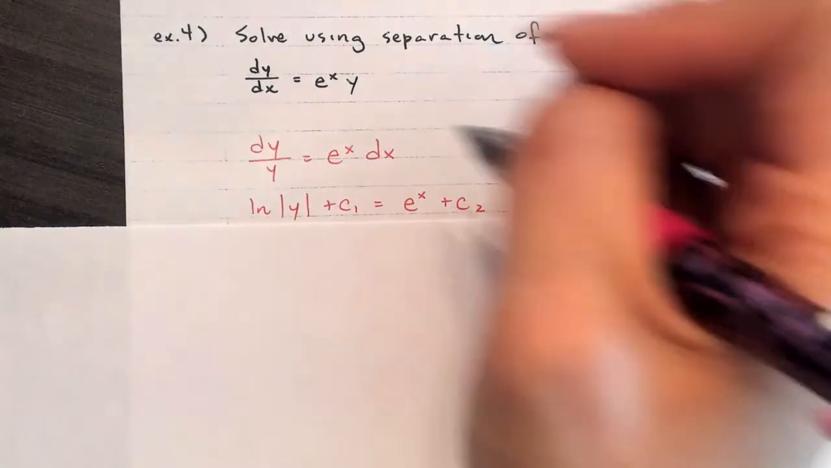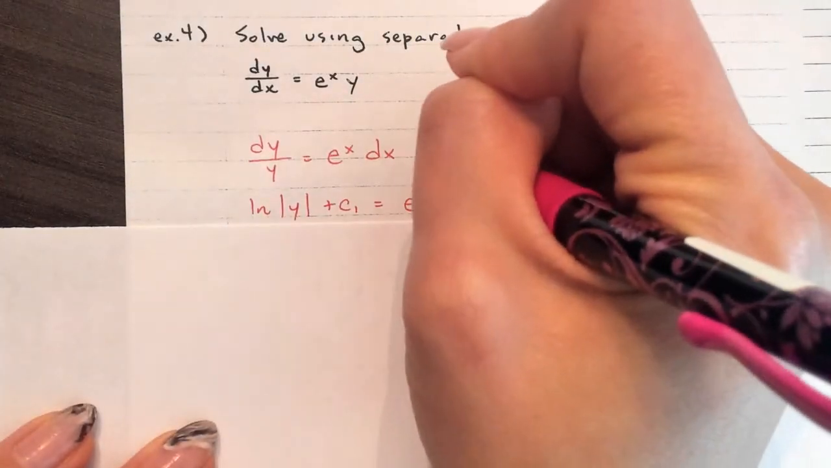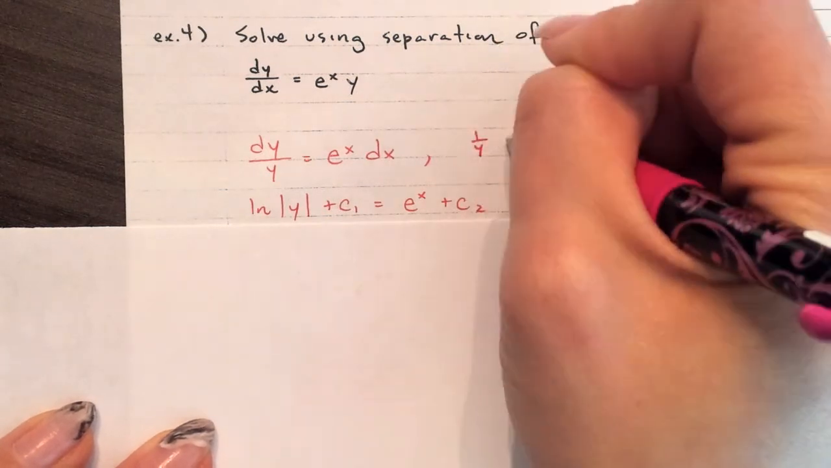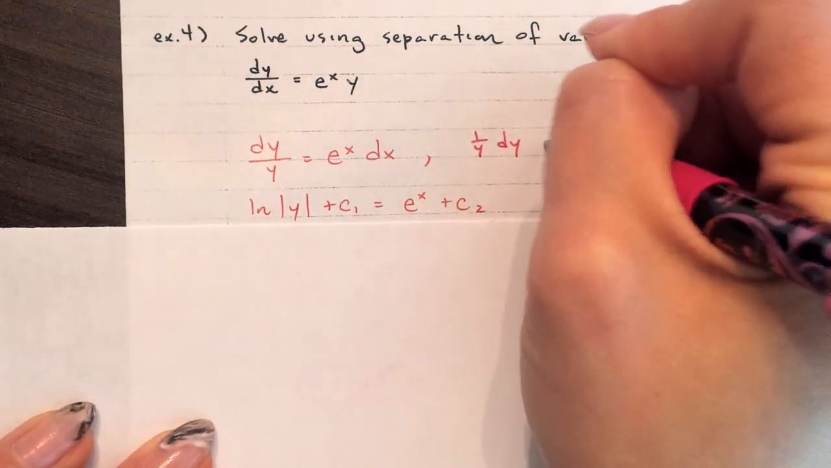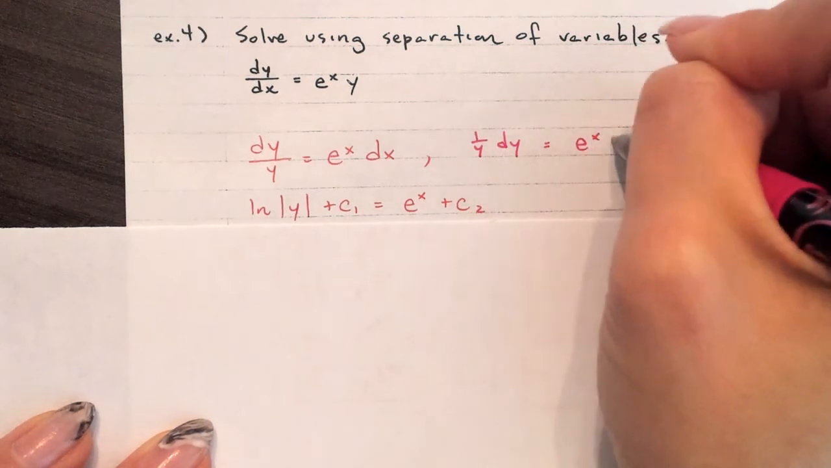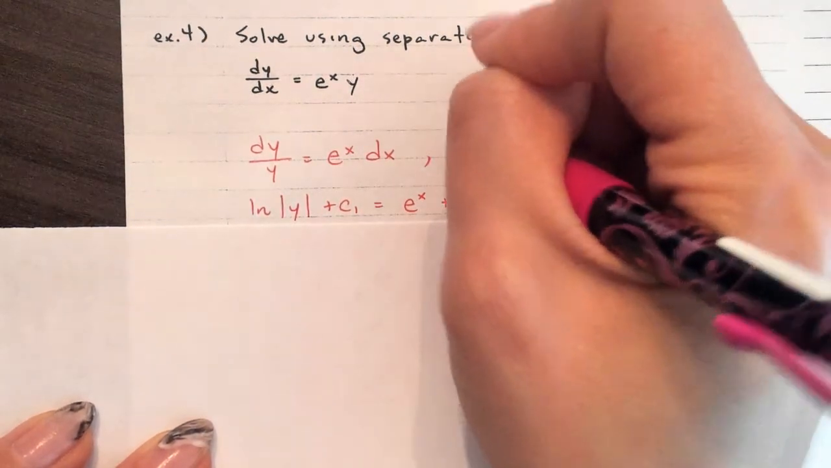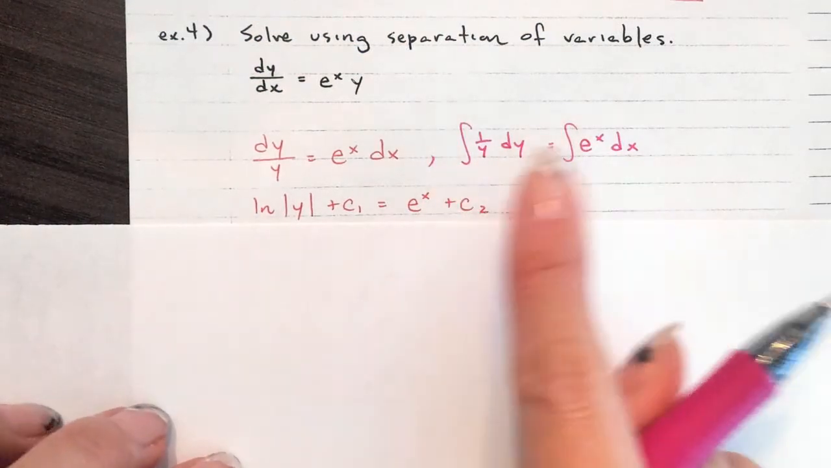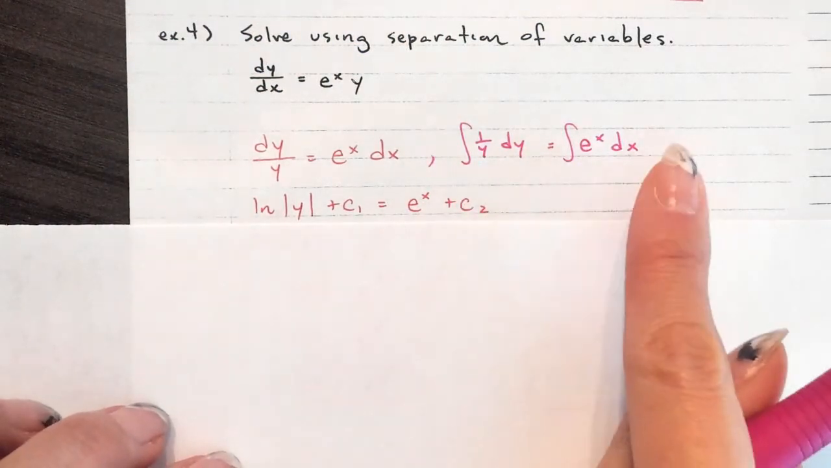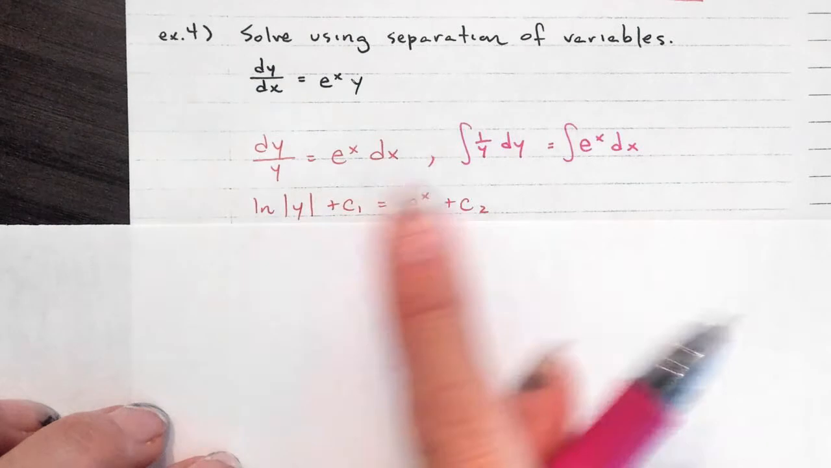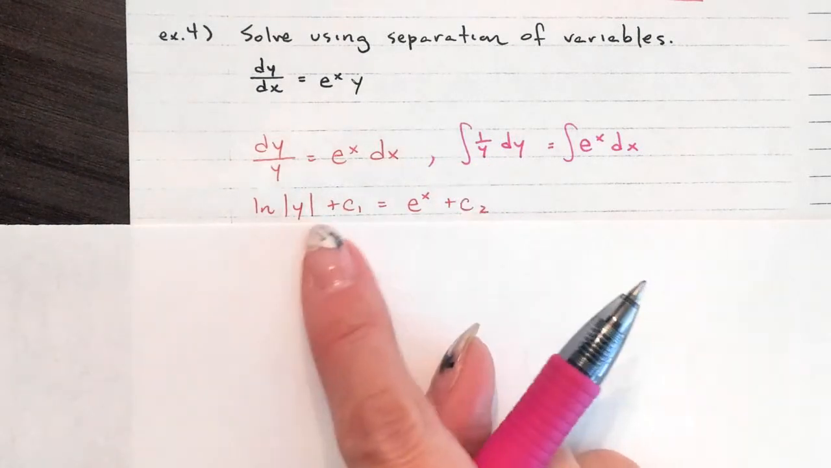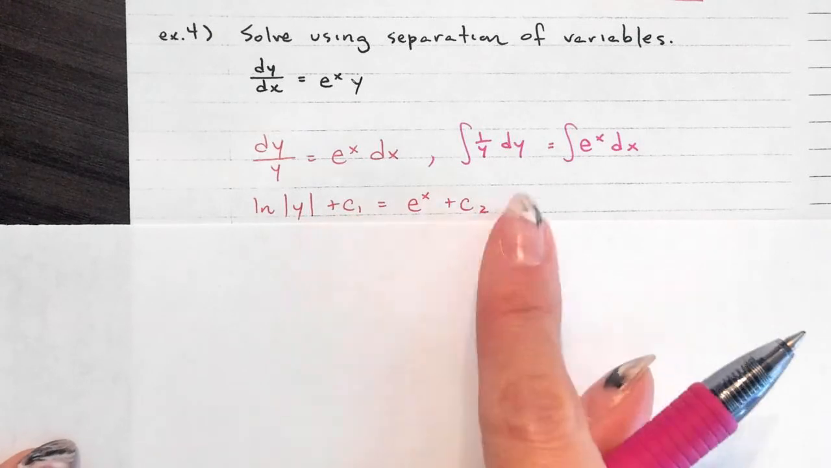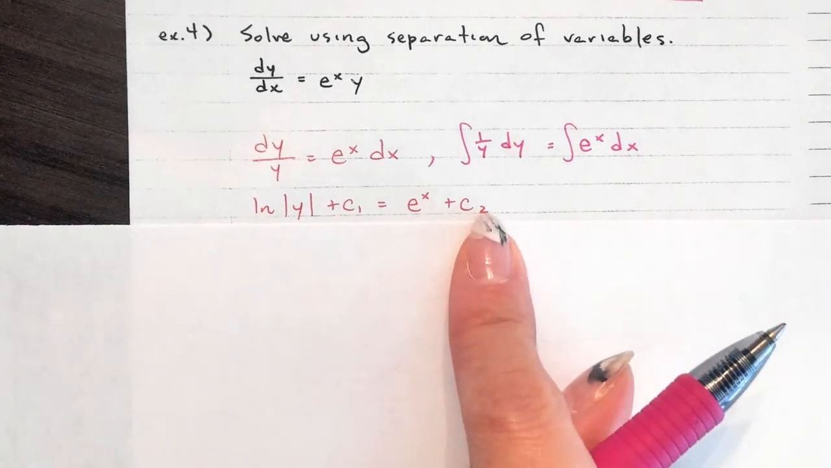So what you want in the next step, I'm going to say comma, is really you want a 1 over y dy equals e to the x dx. And then you want to integrate both sides. You have to show that step where you're integrating both sides. And then we get to this step. So 1 over y came from ln of absolute value. Again, if you don't have the c sub 1 and you just have a c here, that's fine.